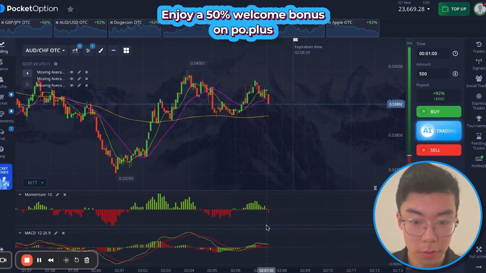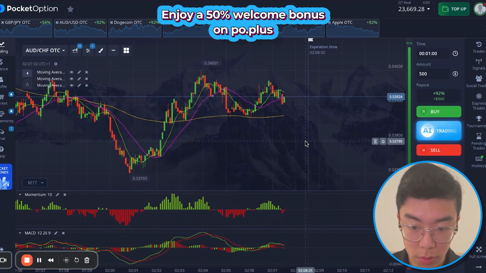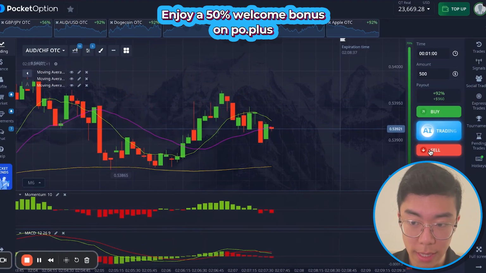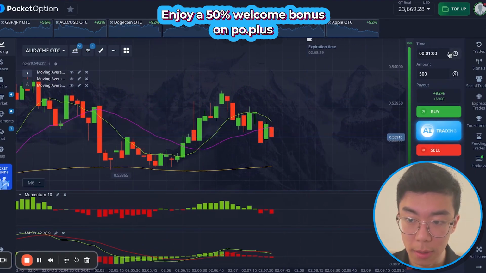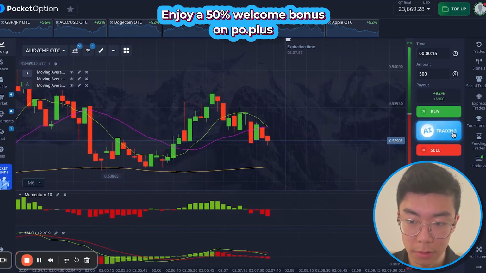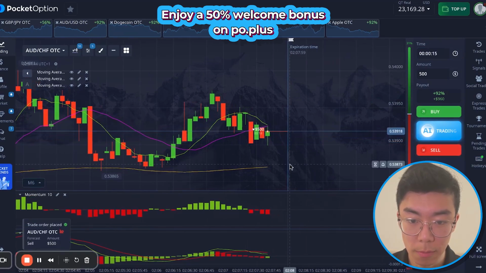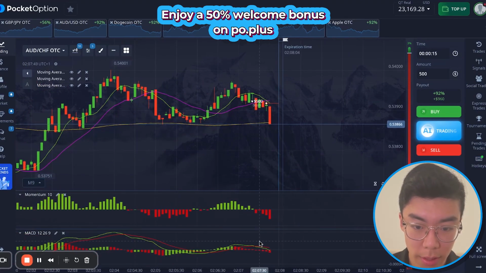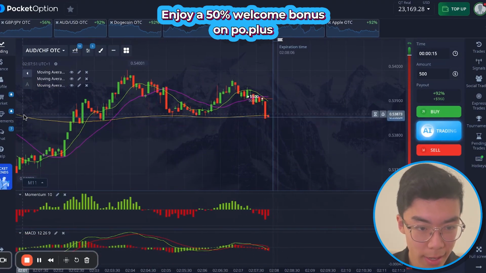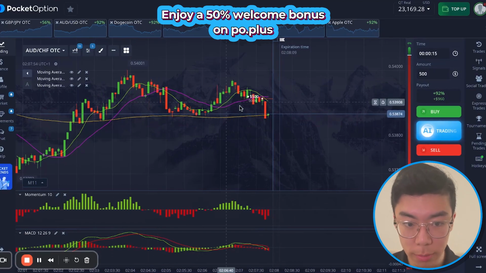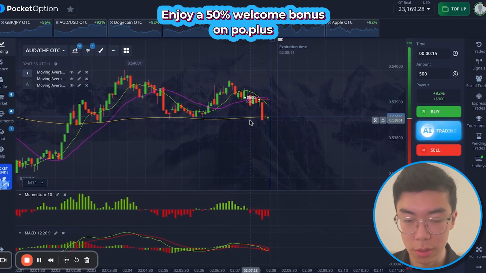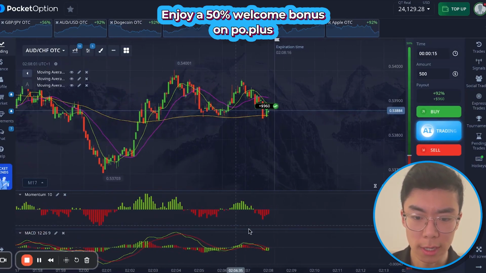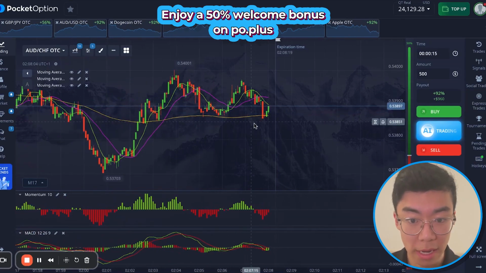Right here, there's actually a cross downwards, and we can try to sell on, let's say, 15 seconds. So sell. The reason I did this is because it had a crossover downwards right here, and the 100 moving average is not going upwards or downwards, so it's very neutral. So that was our first trade there, and we made a lot of money.